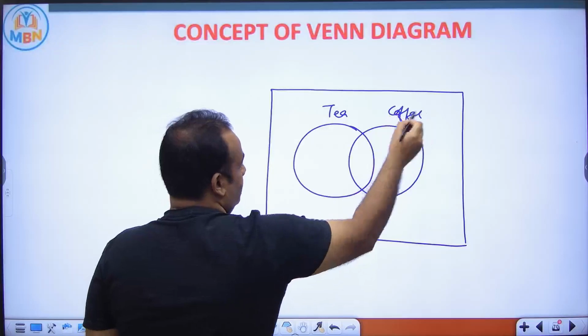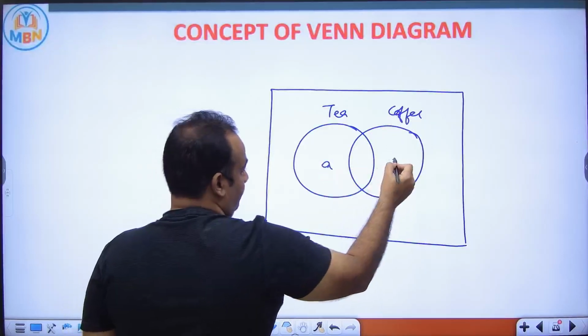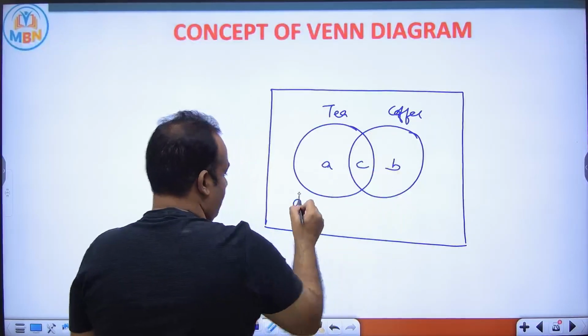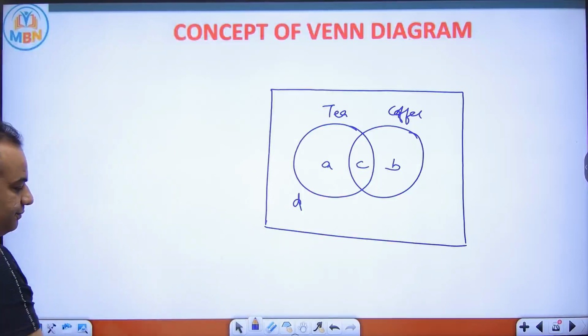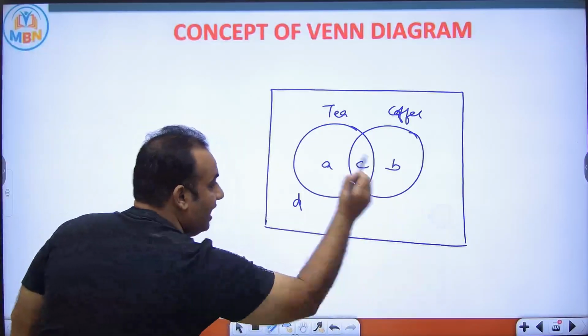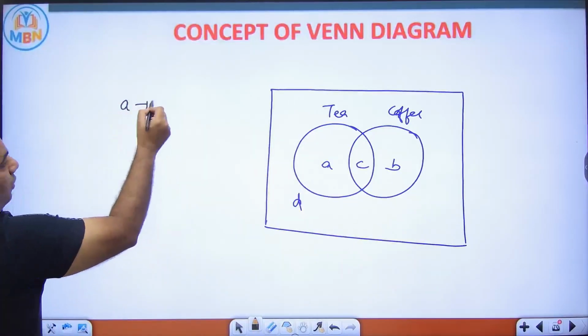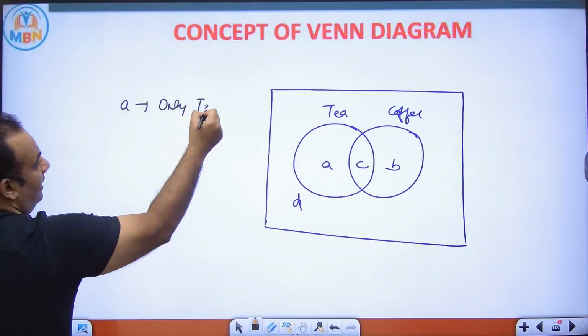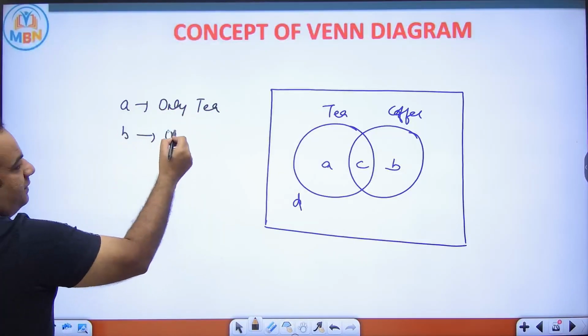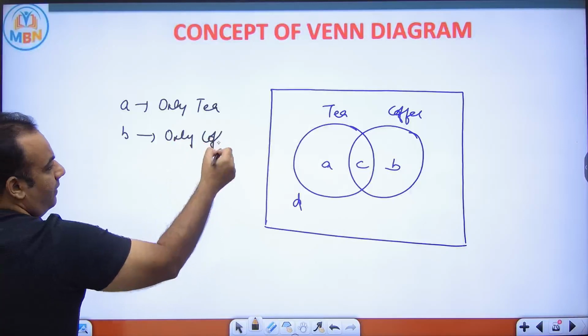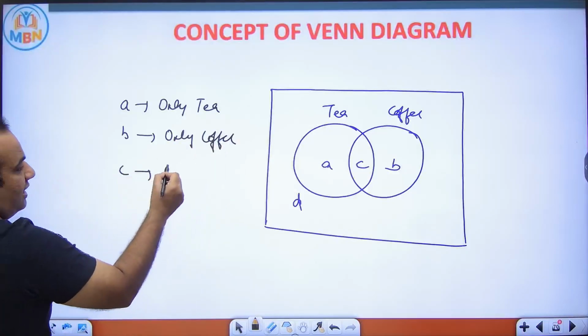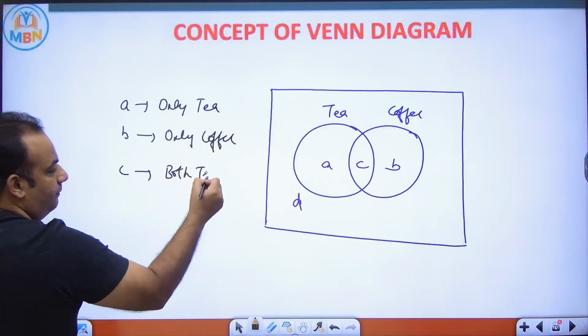So this is A, this is B, this is C, this is D. First you should understand what is A, what is B, what is C, what is D. So A is those people who are drinking only tea. B is those people who are drinking only coffee. C are those people who are drinking both tea and coffee.